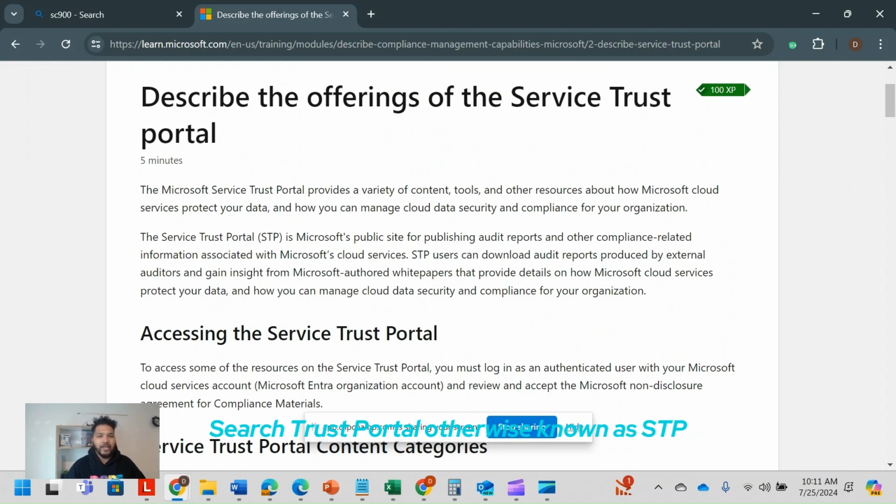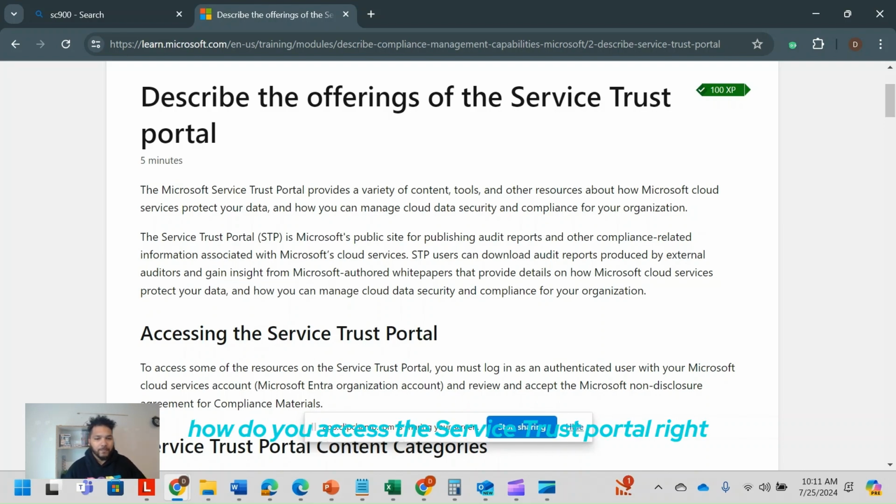The Service Trust Portal, otherwise known as STP, is Microsoft's public-facing site for publishing audit reports and other compliance-related information associated with Microsoft Cloud services. For instance, if you as an organization need to provide auditors back, hey, are your resources for productivity SOC 2 certified? Microsoft has a SOC 2 resource for the data, just like FedRAMP and other compliance requirements.